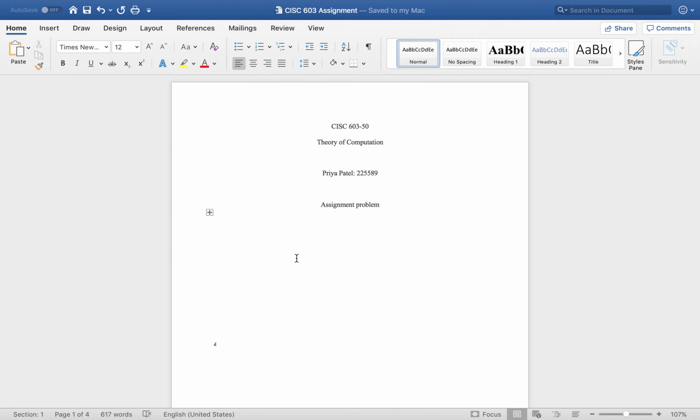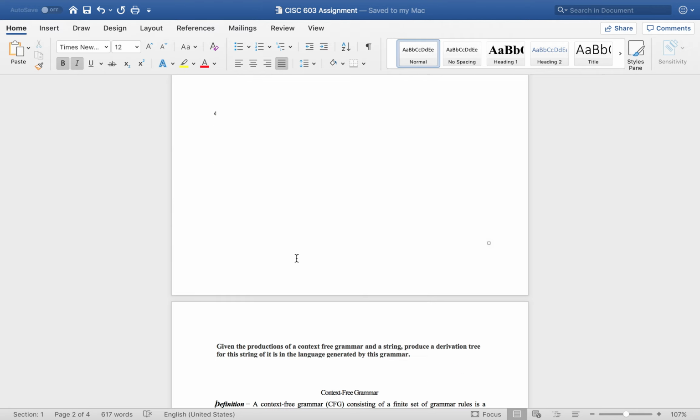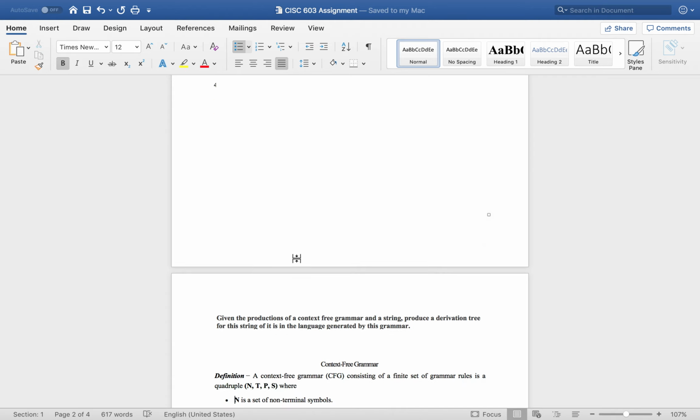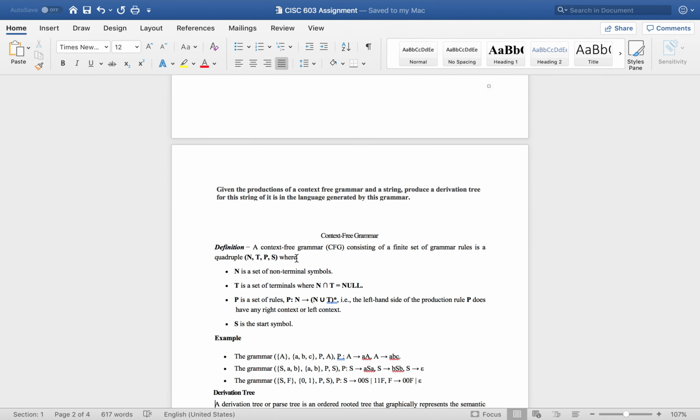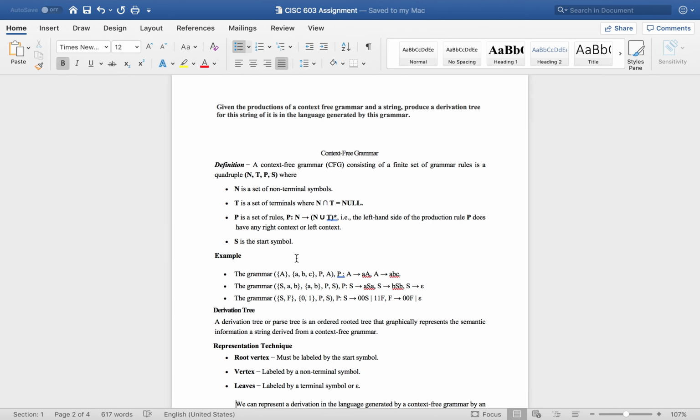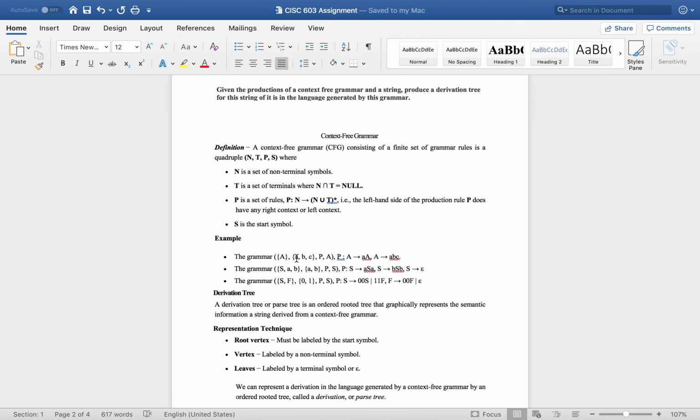Today we are going to solve one problem that is related to the derivation tree. First, we are going to look at what a context-free grammar is, and after that, how to define the derivation tree from the context-free grammar. So, first of all, what is context-free grammar?